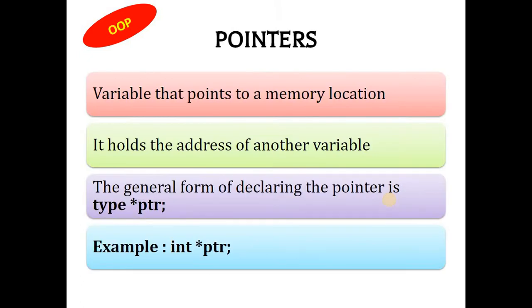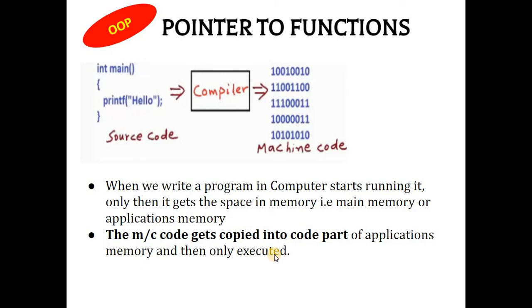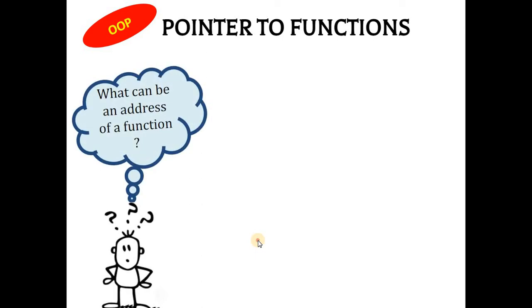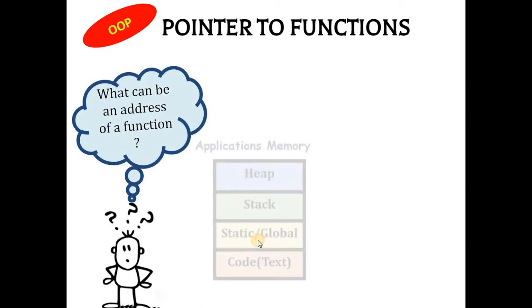Remember that a pointer holds the address of another variable, and hence its general form is int asterisk ptr. Now, when we take a pointer to a function, consider that a main function is there and a compiler converts it into machine code. This machine code gets copied into the code part of the application memory, and there it gets executed. So, if the address of a function is to be considered, what can that address be?